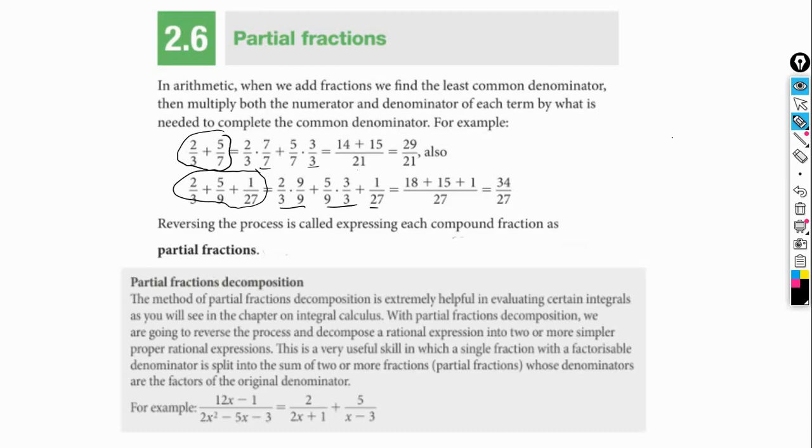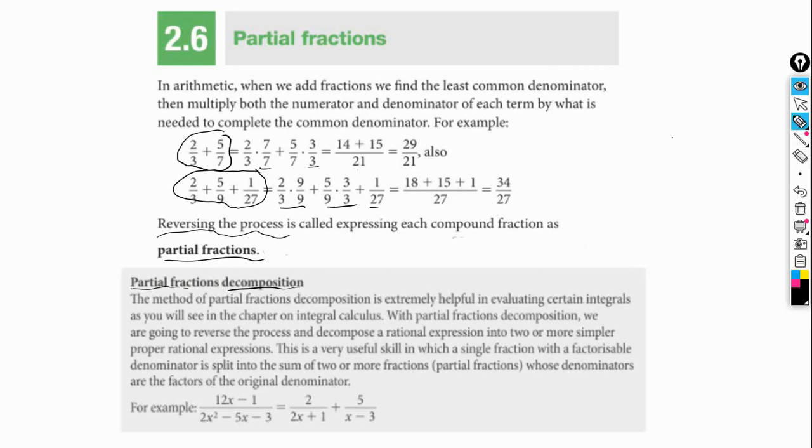So what we're going to study in this section is reversing this process, which is actually expressing each compound fraction as partial fractions. This is what is called partial fraction decomposition. The method of partial fractions decomposition is extremely helpful in evaluating certain integrals, which is something we're going to study in integral calculus. With partial fraction decomposition, we're going to reverse the process and decompose a rational expression into two or more simpler, proper rational expressions.